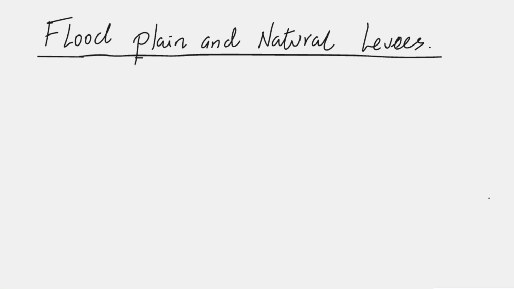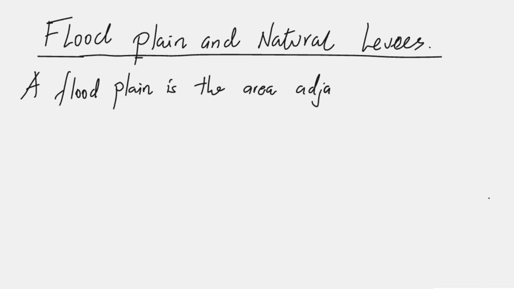Once again, I'm here to deliver a tutorial on the floodplain and natural levees. So the first thing, what is a floodplain and how is it associated with the natural levees? A floodplain is basically the area which is adjacent to a river's channel. It is of course a plain, meaning that it's a flat area.